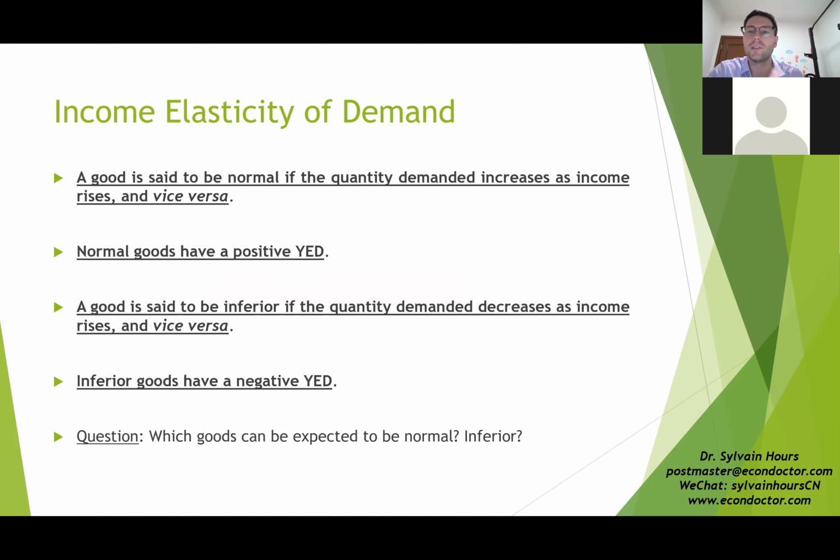An inferior good is the opposite. There is a negative relationship between income and quantity demanded, and therefore the YED is negative. Then, as a summary, or just to review, it's always important for students to be able to give examples. You can ask them, give me a few examples of normal goods, give me a few examples of inferior goods. Remember that my two favorite examples of inferior goods are bus tickets and public transportation in general, and potatoes.